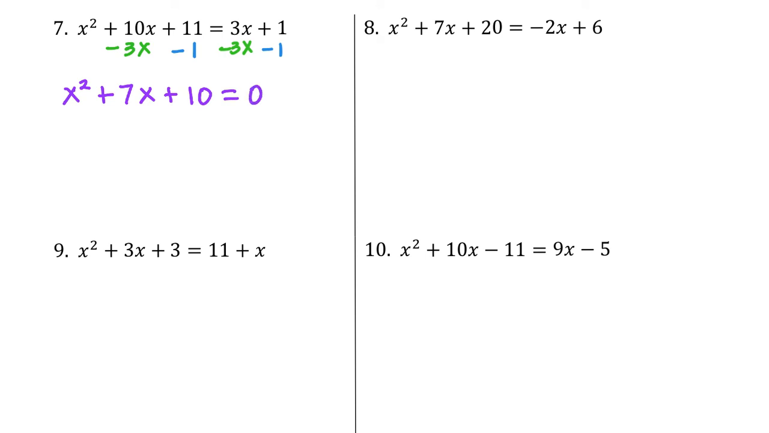So now we're in standard form, which we love because we can factor it. Because it's x squared, I can do it in my head. So x times x. For 10, that's got to be 5 and 2 because that adds up to 7, and it's positive. So my answers are x equals negative 5 and x equals negative 2.